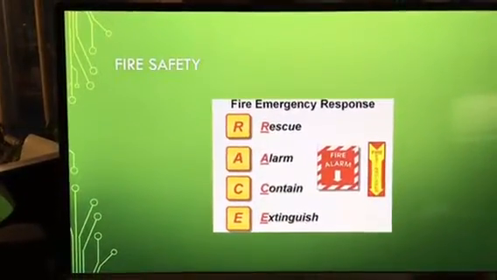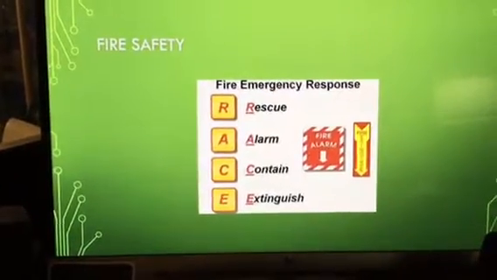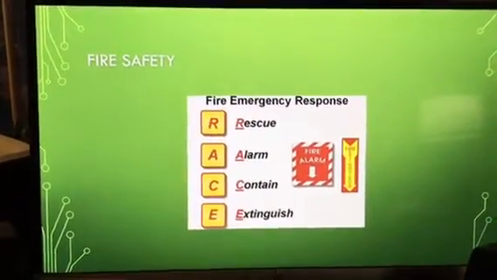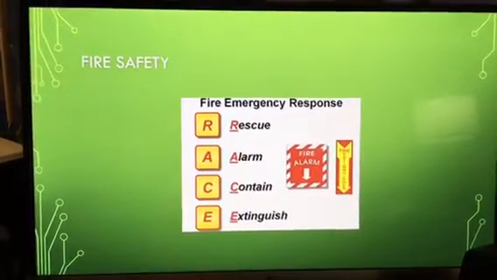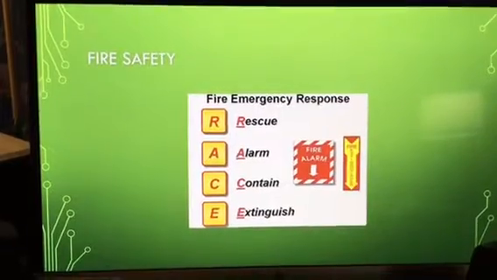Another way to protect ourselves, this is something you probably want to get to know and know forever. Anywhere you work, anytime you go to clinical, you will always be talking about how do we effectively evacuate and protect our clients in the event of fire.